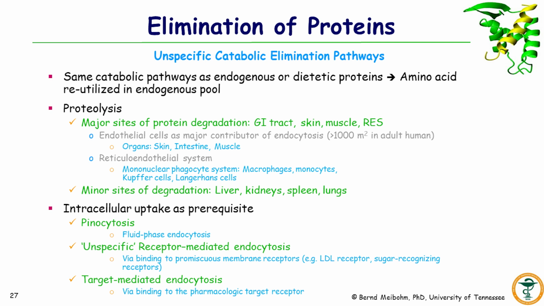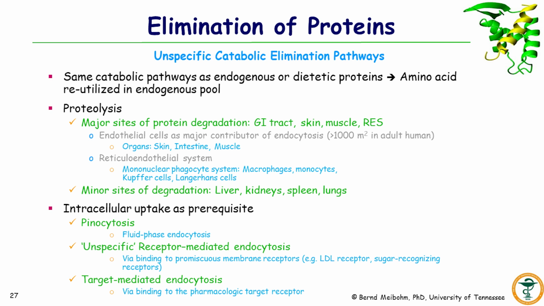Therapeutic proteins undergo the same catabolic pathways as endogenous or dietary proteins, and that means that they are degraded to amino acids as their building blocks that are reutilized in the endogenous amino acid pool. This proteolytic degradation occurs in a variety of different organs and tissues. Major sites of protein degradation are the gastrointestinal tract, the skin, the muscle, and the reticuloendothelial system.